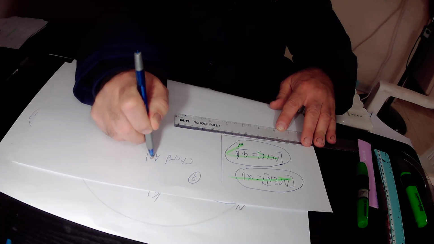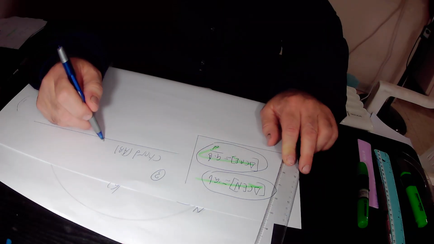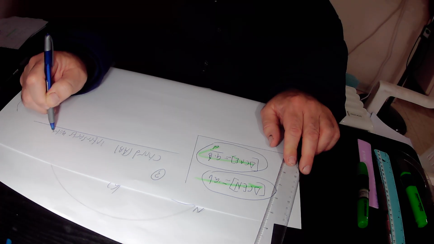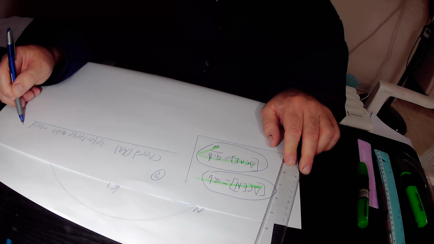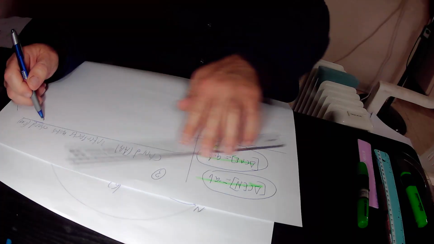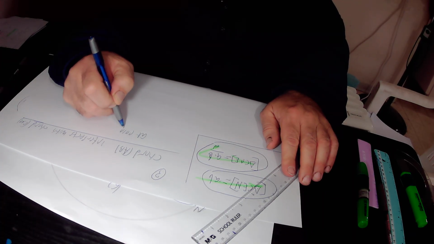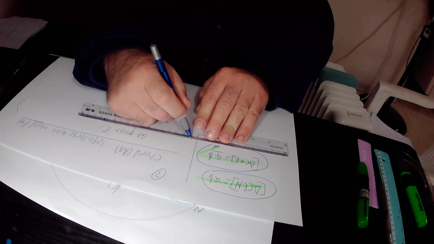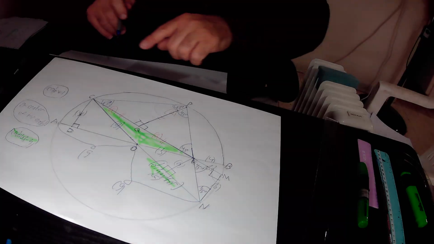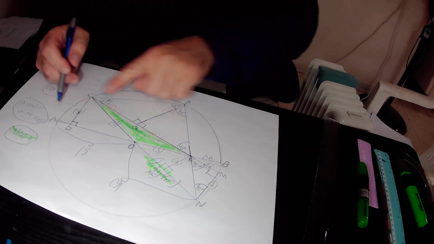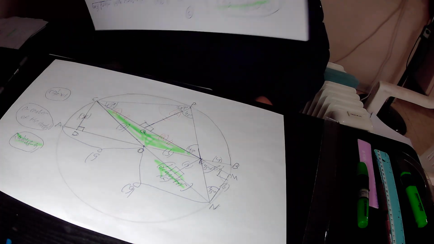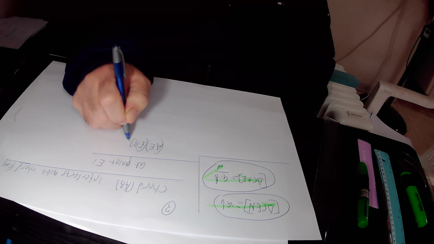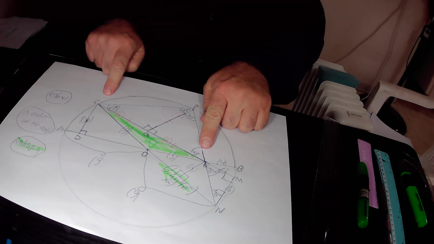Chord AB intersects with chord CM at point E. Therefore, according to Rule 65, the following equation is true: AE times EB is equal to CE times EM.